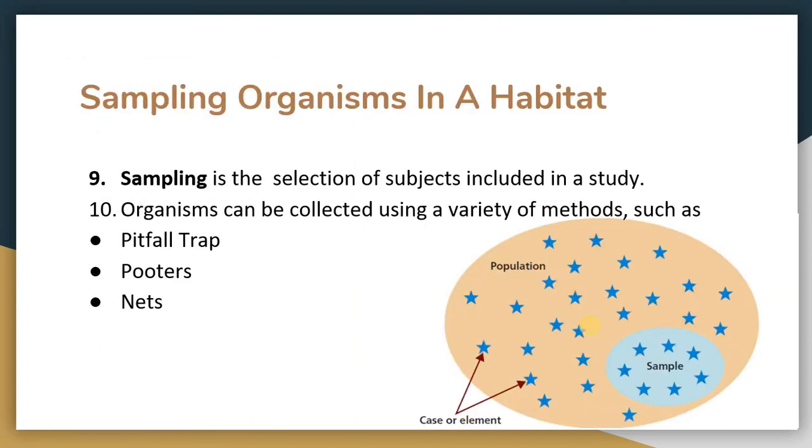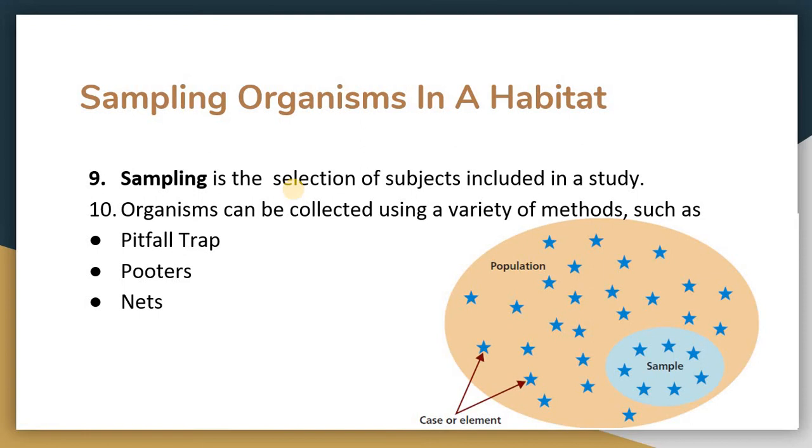Next. To discover what lives in a habitat, scientists examine small parts of it. Often scientists take samples to study the organisms in a habitat. The word sampling means the selection of subjects included in a study.